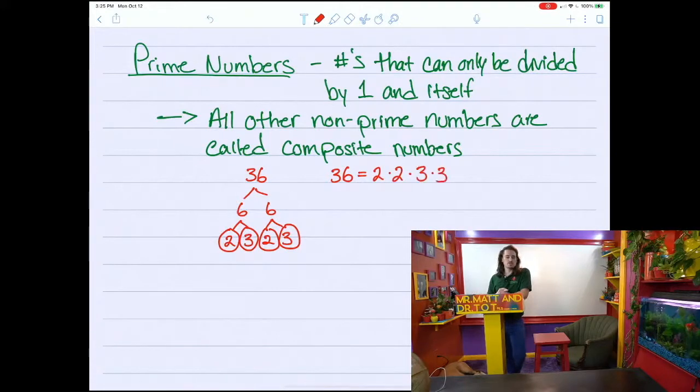Only 2 times 2 times 3 times 3 is 36, and there's no other prime product combination that will get you 36. So you can almost think of that as like the passcode or unlocking sequence to the composite number 36. So prime numbers make up or can be used to describe non-prime or composite numbers in their product sequence. And product, remember, means multiplication.